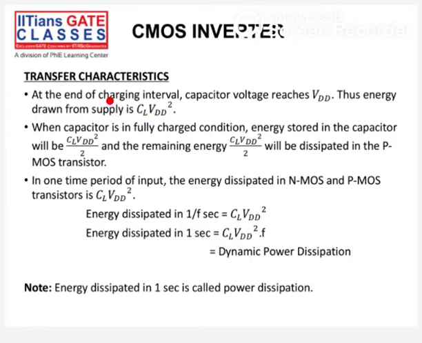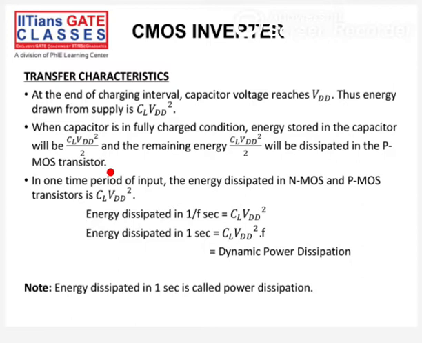At the end of the charging interval, the capacitor voltage reaches VDD. The energy drawn from the supply will be the total energy, that is CL VDD square. When the capacitor is in the fully charged condition, the energy stored in the capacitor will be CL VDD square divided by 2, and the remaining energy CL VDD square divided by 2 will be dissipated in the PMOS transistor, because this CL got charged through the PMOS transistor. So half the energy this capacitor will store, and half the energy will be dissipated by this PMOS transistor.